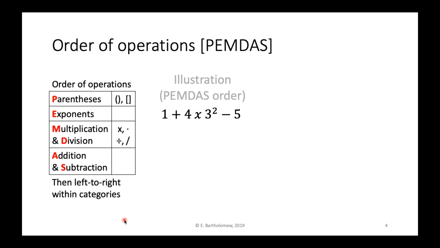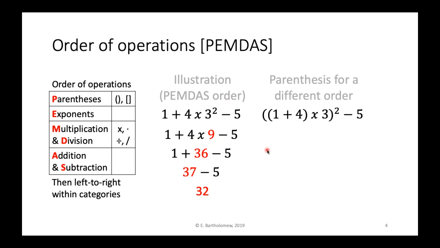All right, so let's look at another illustration. Here we have a simpler expression, 1 plus 4 times 3 squared minus 5. So again, there are no parentheses. We're going to do the exponent first, then the multiplication, then the addition, and then the subtraction. So 3 squared becomes 9, 4 times 9 becomes 36, 1 plus 36 becomes 37, 37 minus 5 is 32. So we're doing exponents, multiplication, addition, and subtraction.